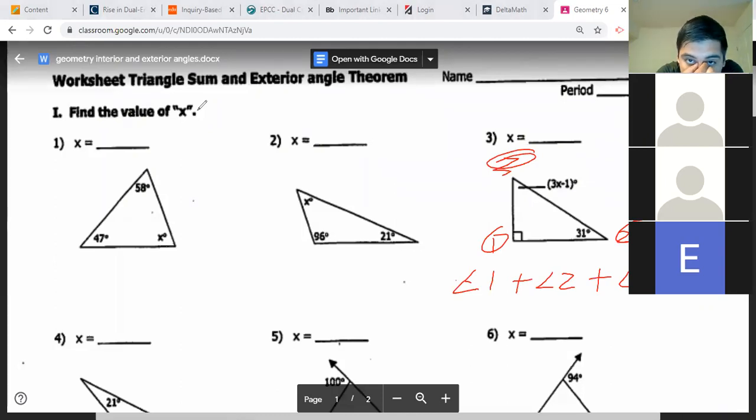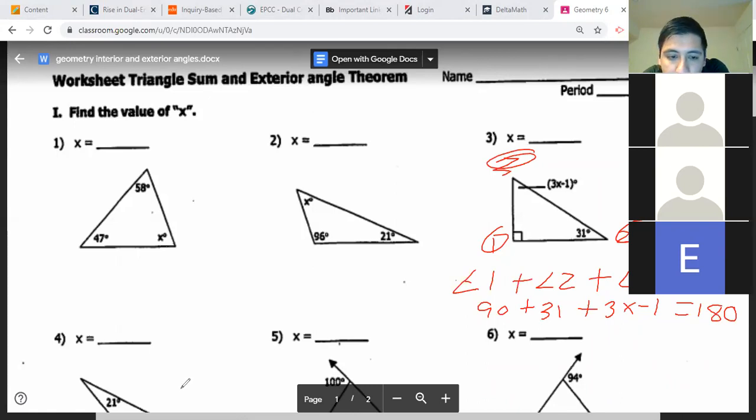What is angle 1 equal to? 90. Angle 1 is 90 degrees. What about angle 2? 31. 31. And angle 3 is 3x minus 1.